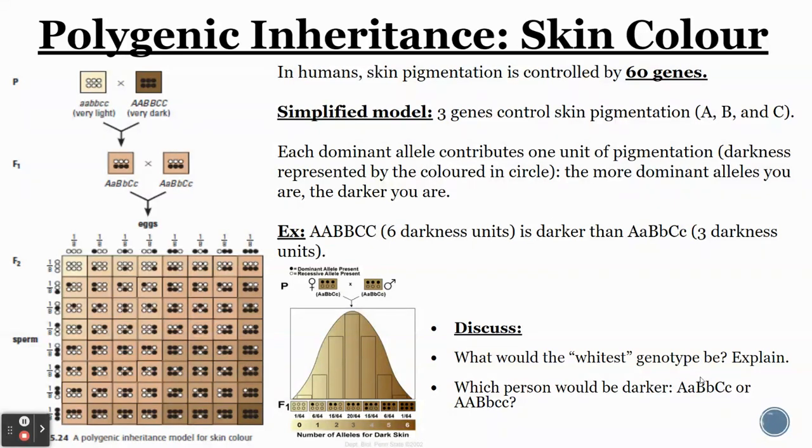However, we're assuming that each gene contributes equally to the skin color. It's possible that maybe other genes contribute in different ways, but for now, we'll assume that they all contribute equally. So this is just an example of polygenic inheritance in skin color, how it works. In reality, keep in mind there's actually 60 genes that control skin color. So this is just a simplified example.